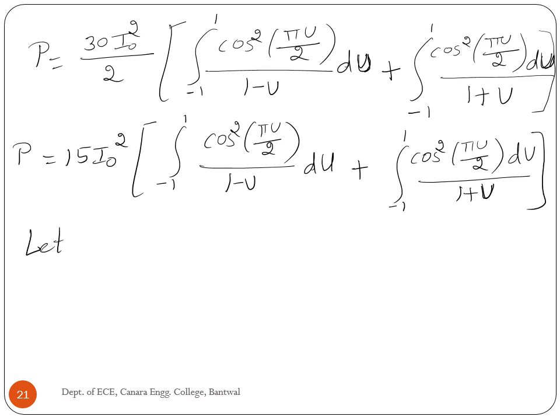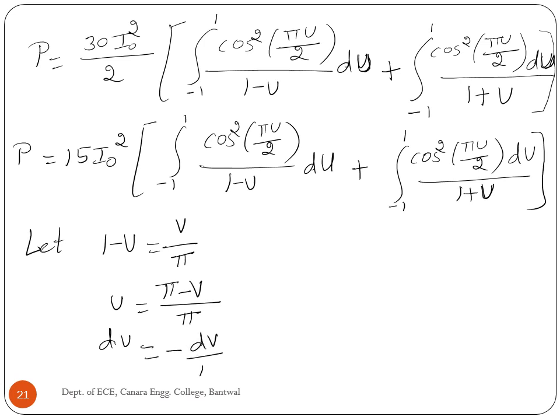Let 1 minus u is equal to v by pi, so u equal to pi minus v divided by pi. Therefore du equal to minus dv by pi. When u equal to minus 1, v is equal to 2 pi. When u equal to 1, v equal to 0.